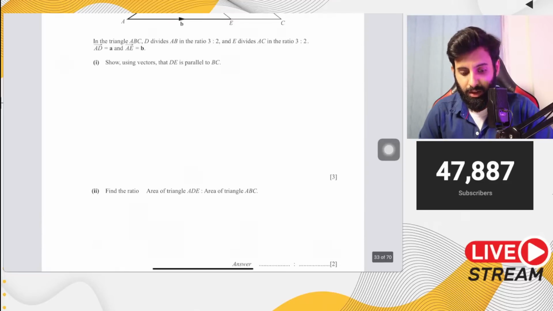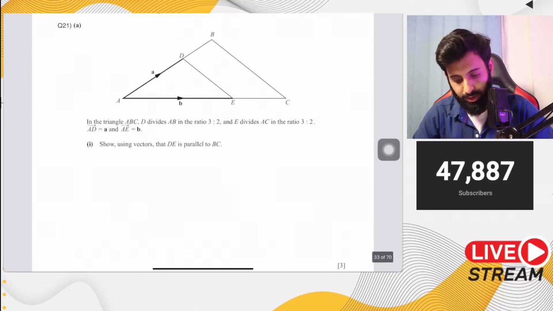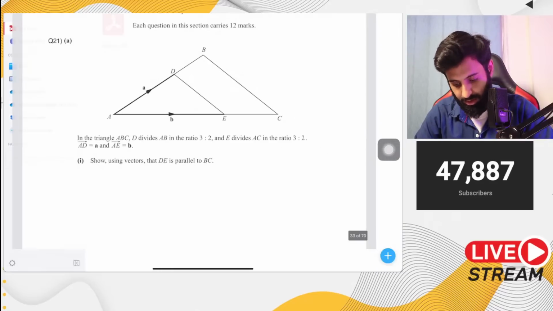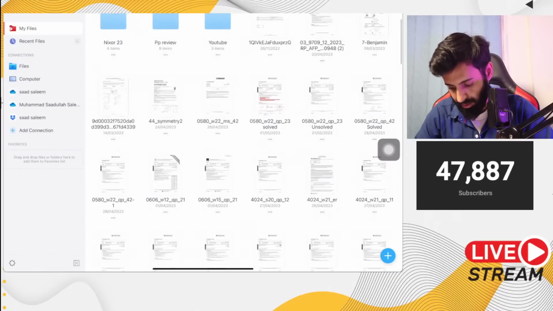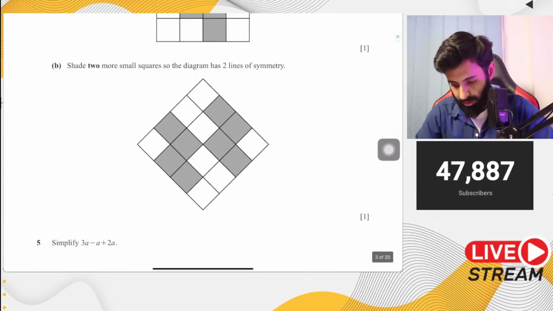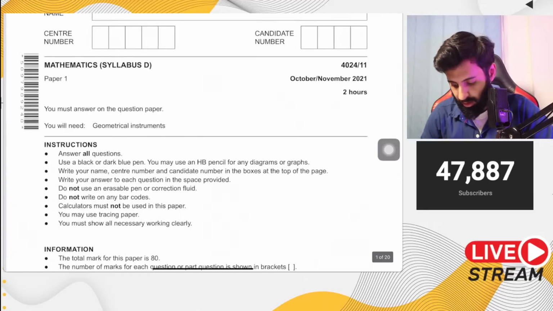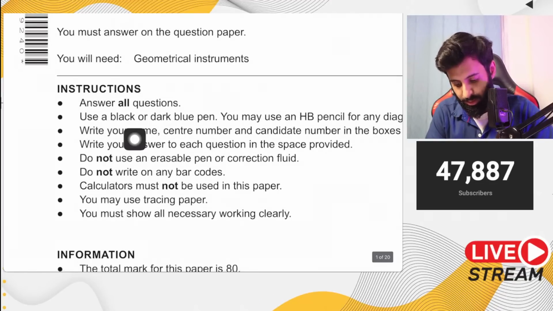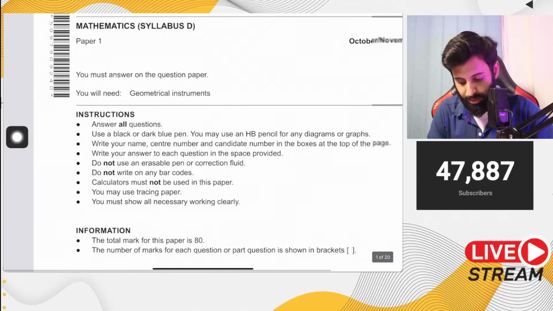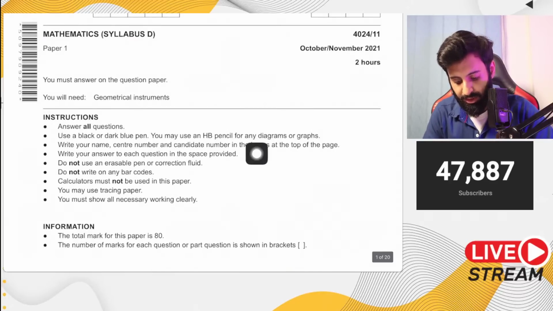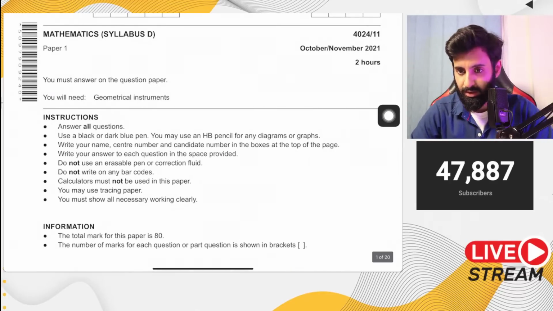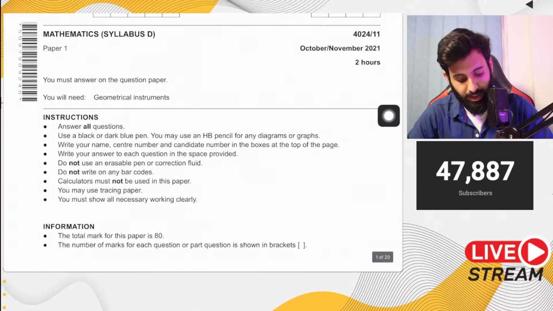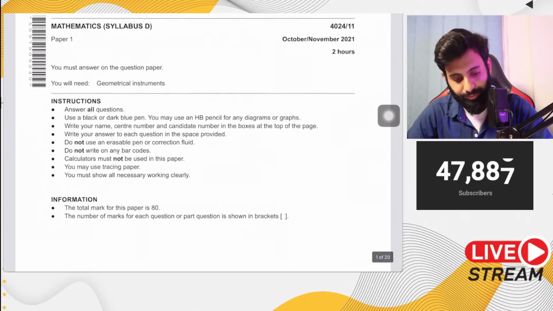Multiple color pens? No, you can't do that. Again, just read the instructions. You'll find the answer to your question. कोई भी पेपर खोल के देख लो, ऊपर लिखा हुआ होता है. Use a black or a dark blue pen. You may use an HB pencil for diagrams or graphs. Now, that does not mean that you have to use a pencil for diagrams and graphs, but it's strongly recommended. It is highly and strongly recommended.